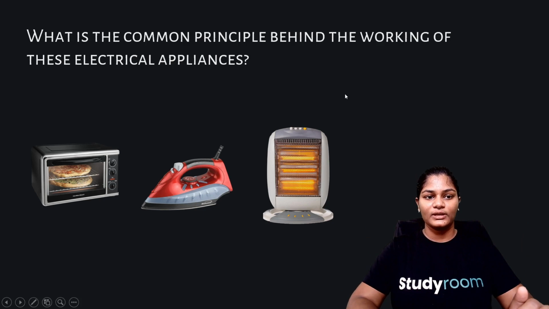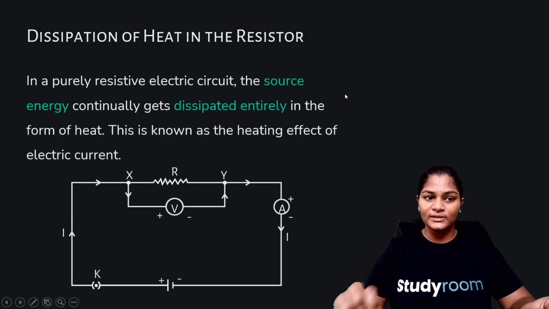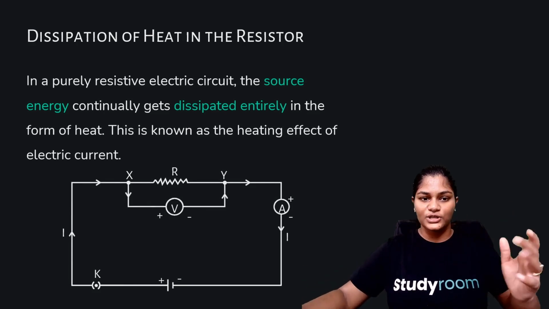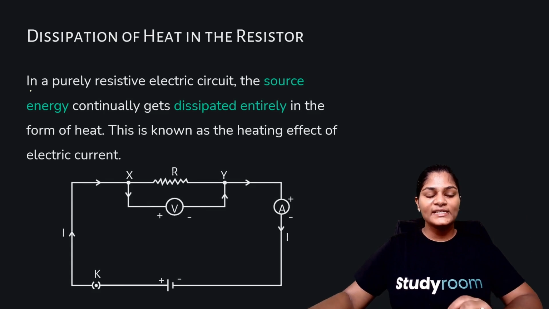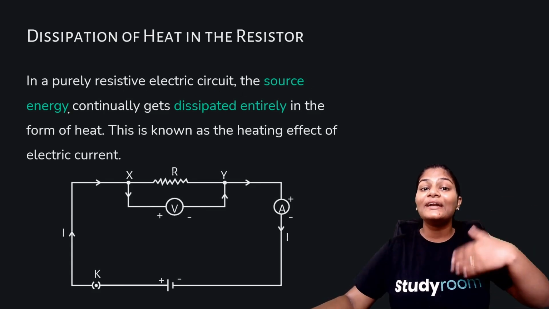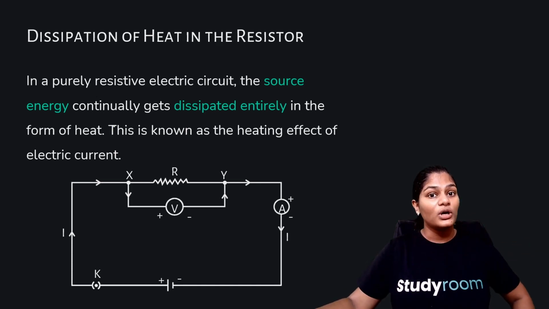Okay? Great. Now, the dissipation of heat in a resistor. So, this is just an explanation in proper words of what I already told you. So, let's read here. It says that in a purely resistive electric circuit, the source energy continuously gets dissipated entirely in the form of heat. What does this mean?